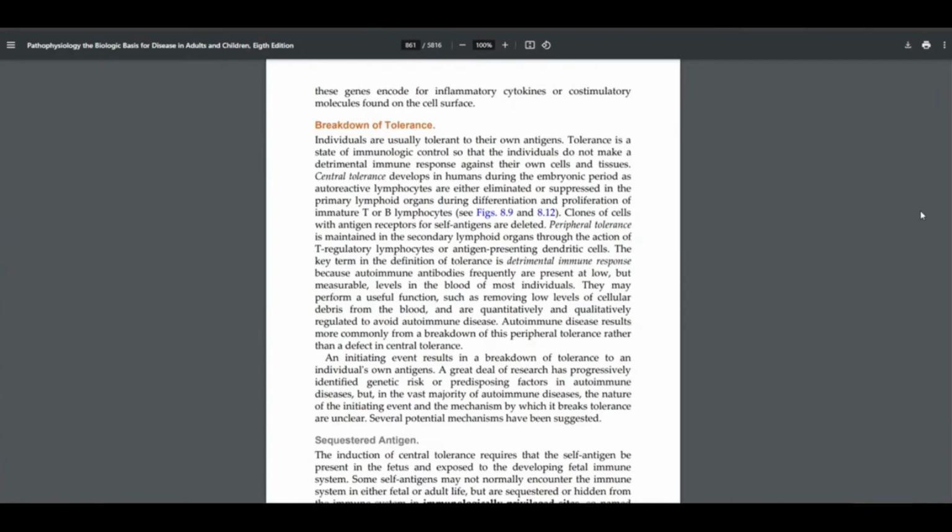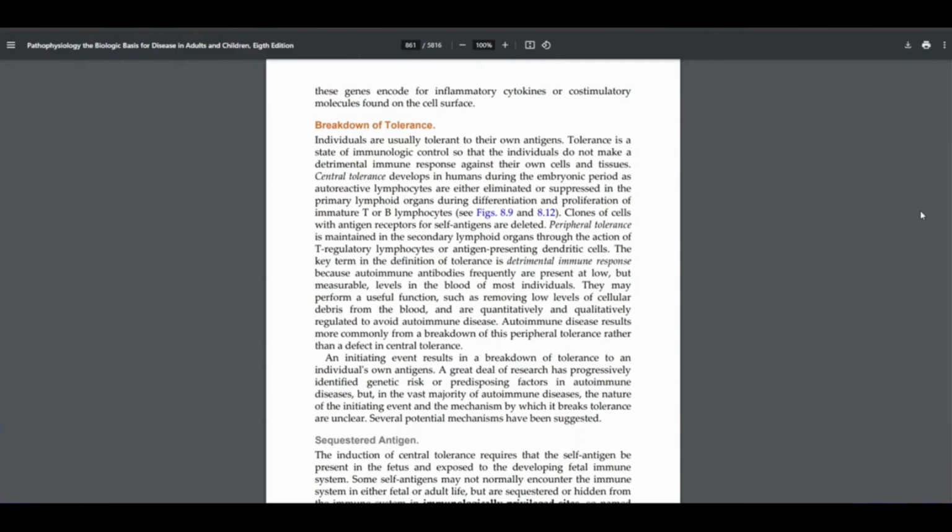So, there is a breakdown of tolerance. Individuals are usually tolerant of their own antigens. Tolerance is a state of immunologic control, so that the individuals do not make a detrimental immune response against their own cells and tissues. Central tolerance develops in humans during the embryonic period, and autoreactive lymphocytes are either eliminated or suppressed in the primary lymphoid organ during differentiation and proliferation of immature T and B lymphocytes.